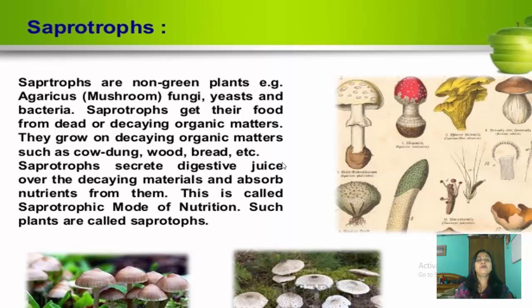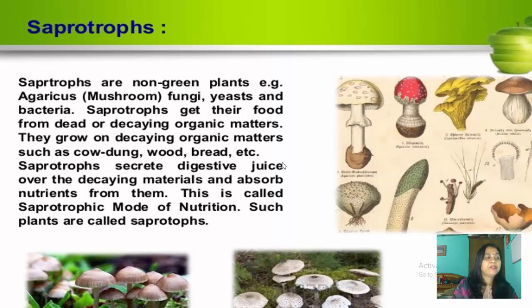Saprotrophs, they get their food from the dead or decaying organic matter. They grow on dead and decaying organic matter such as cow dung, wood, bread, etc. And these plants, saprophytic plants or saprotrophs, they secrete the digestive juice over the decaying materials and absorb nutrients from them. This is called as saprotrophic or saprophytic mode of nutrition. Such plants are called as saprotrophs.